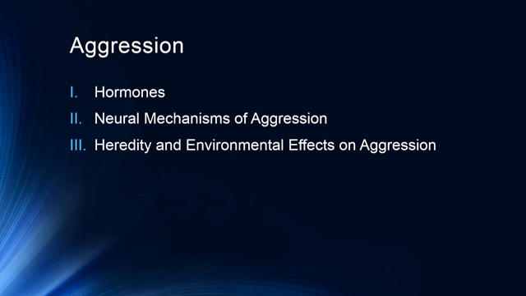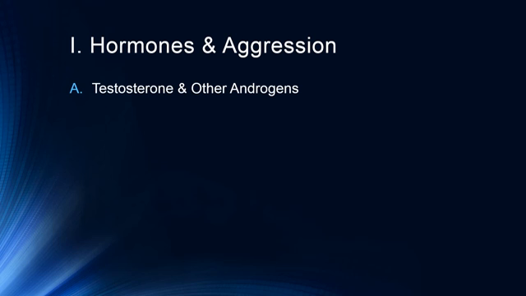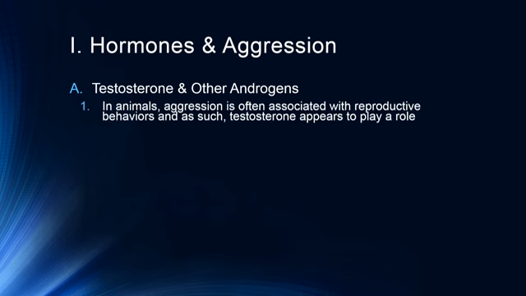So primarily, aggression is associated with testosterone and other androgens. Androgens are sort of the whole group of masculine hormones like testosterone, androstenedione, dehydroepiandrosterone is a weak androgen. In animals, aggression is often associated with reproductive behaviors, and as such, testosterone appears to play a role.